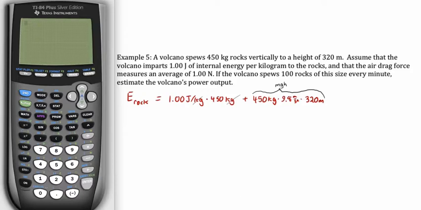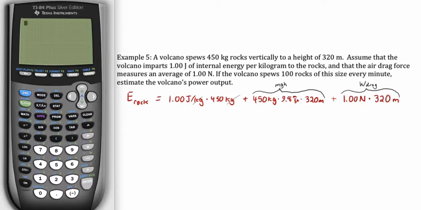And so right here, this just represents the potential energy term, mgh. Our last term is the friction term. We're told that the air drag force measures an average of 1 newton. So that is the force, but that doesn't have units of joules. We have to multiply by the distance, 320 meters. Then we have newton meters, the units of energy, and this represents the work done by drag.